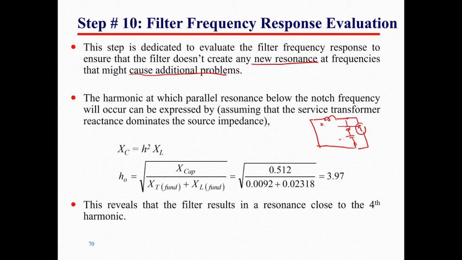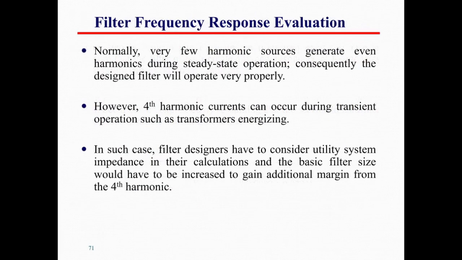Okay, so we can find the harmonic order for the parallel resonance. We have XC divided by the summation of both XL and X of the transformer. So that will give us a harmonic order of 3.97. This reveals that the filter results in a resonance close to the fourth harmonic. And of course this is fine since the harmonic current that will be generated from the nonlinear load will not have the fourth harmonic, it will have only the fifth. So we are fine.